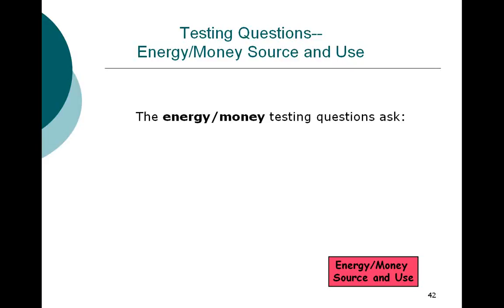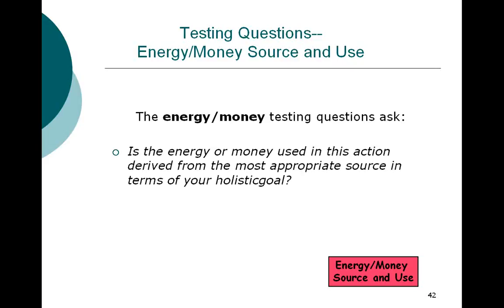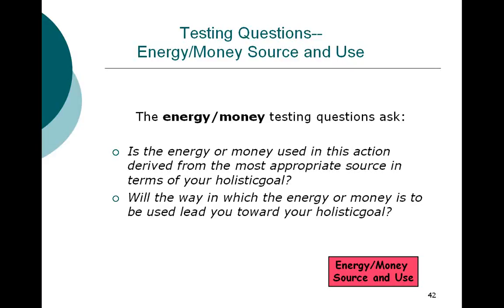The next testing guideline is energy, money, source, and use. There are two questions related to this test. One looks at how the energy and money is to be used in this action. Is it derived from the most appropriate source in terms of your holistic goal? The other question that is asked is, will the way in which the energy or money is to be used lead you toward your holistic goal? So one is how it's being used, and the other is what's the source, and is the source of the money the most appropriate for your holistic goal?